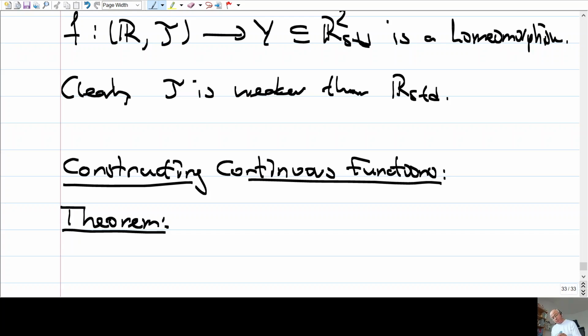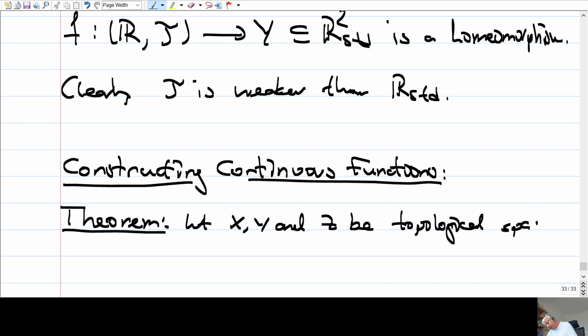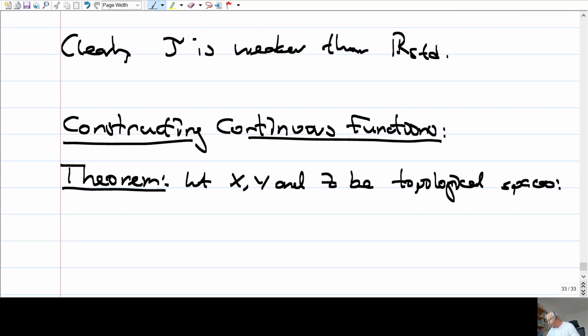Okay, so today we will start a new title. We are discussing continuous functions, and first we will state a theorem which tells us how to construct new continuous functions from old ones. So let X, Y, and Z be topological spaces, then we have the following.